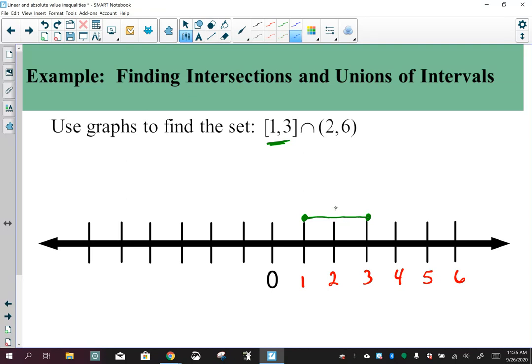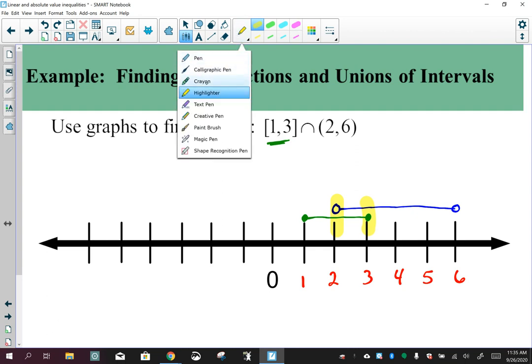So from 2, I've got an open dot at 2, and I'm going to 6 with an open dot, and I'm doing that. So when it wants the final answer to this, what you're going to have to do is look at where they overlap. And if you notice, they are overlapping here and here. So that means when I write my final answer, open dots always win, just to let you know.